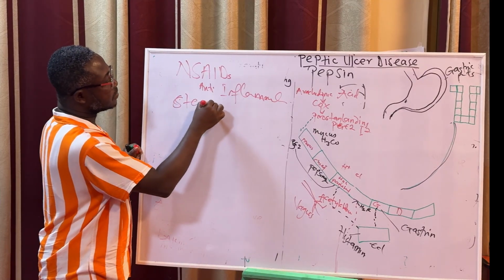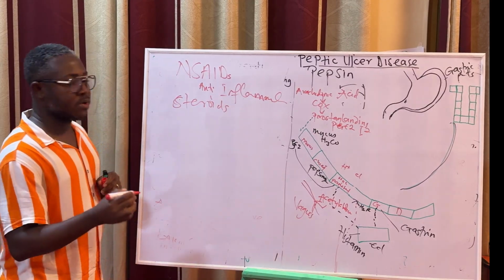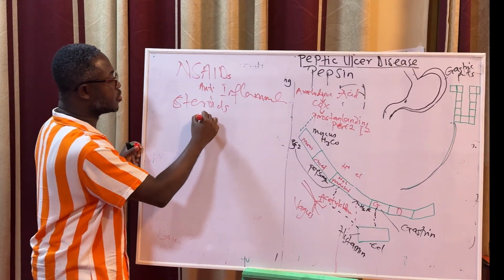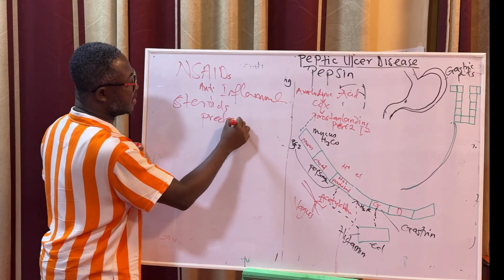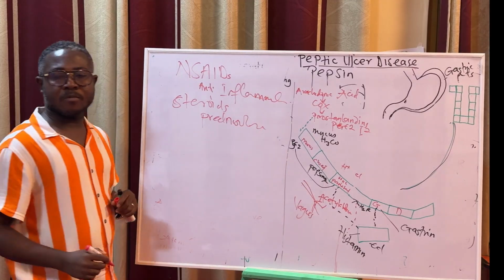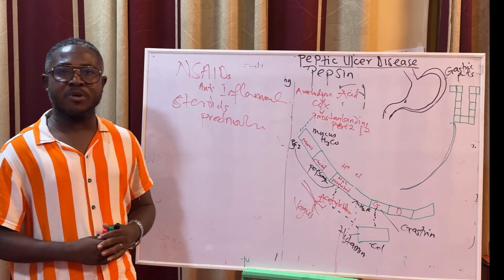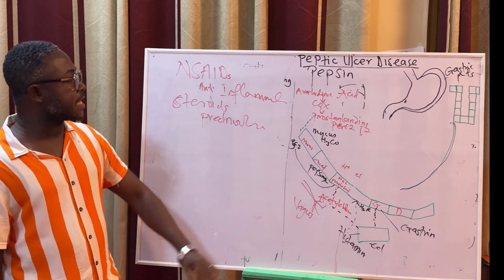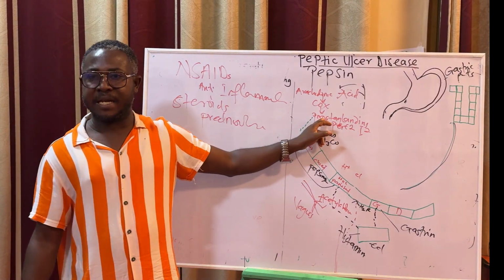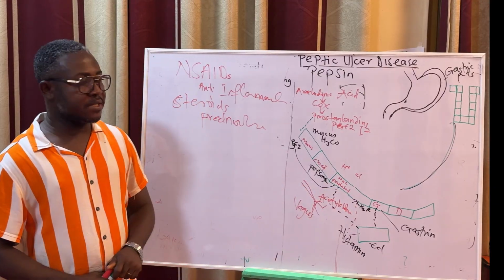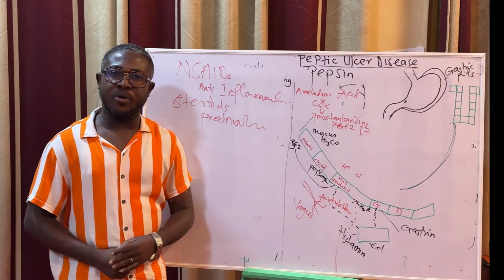steroids or corticosteroids. So any drugs that contain steroids, like the prednisolone, dexamethasone, all this drug also reduces inflammatory processes, and that means that we are not going to have prostaglandin that will help to inhibit the parietal cells activity or lead to the production of what?